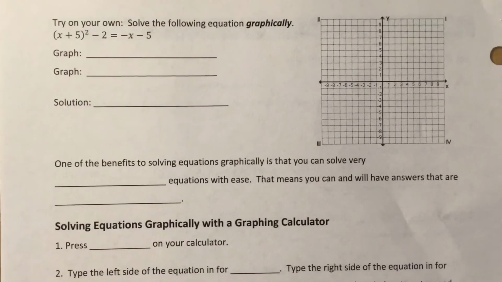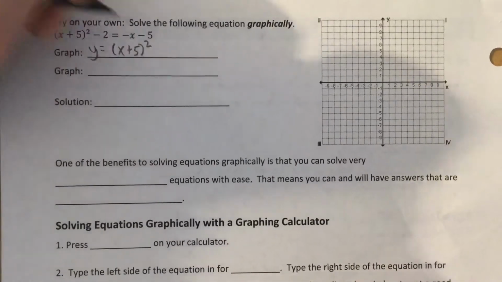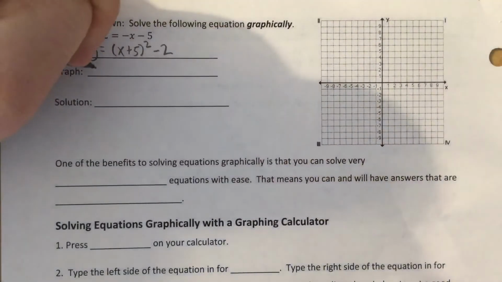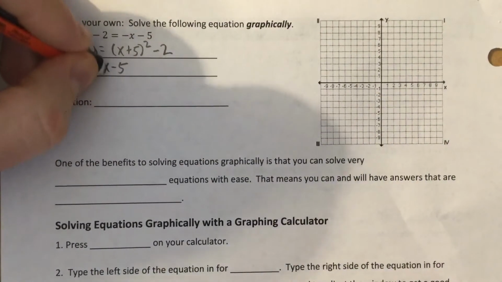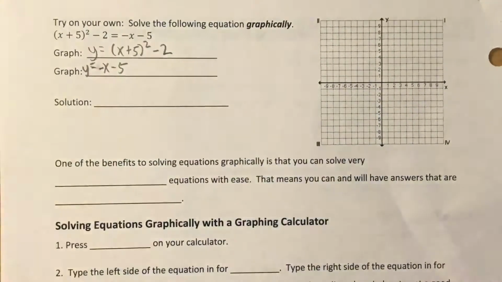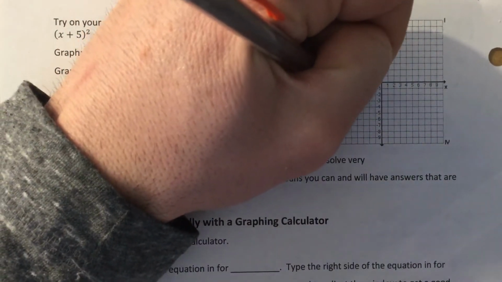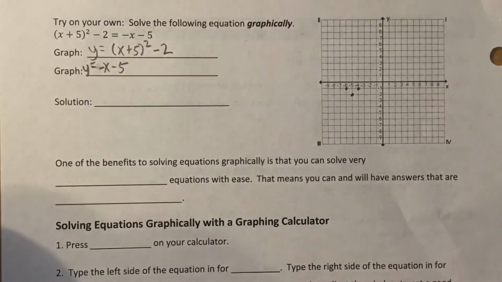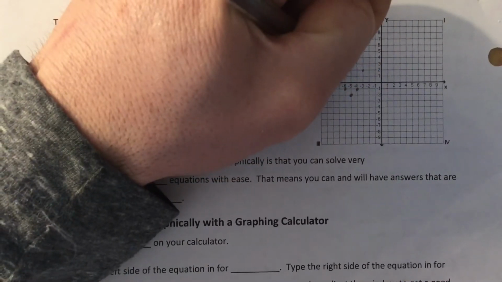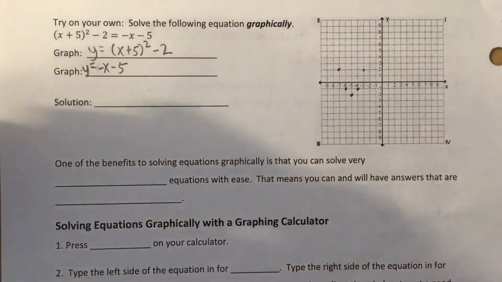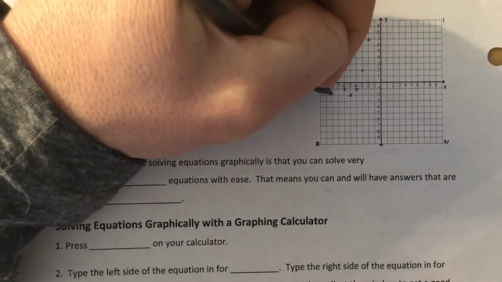All right, try this one on your own. So you'd be graphing the left side, which is (x plus 5) quantity squared minus 2, and you'd be graphing the right side, negative x minus 5. All right, so I would be moving left 5 and down 2. And then graph right 1, up 1, left 1, up 1. It's a parabola again. Right 2 from the vertex and up 4. And then right 3 and up 9, and then left 3 and up 9.